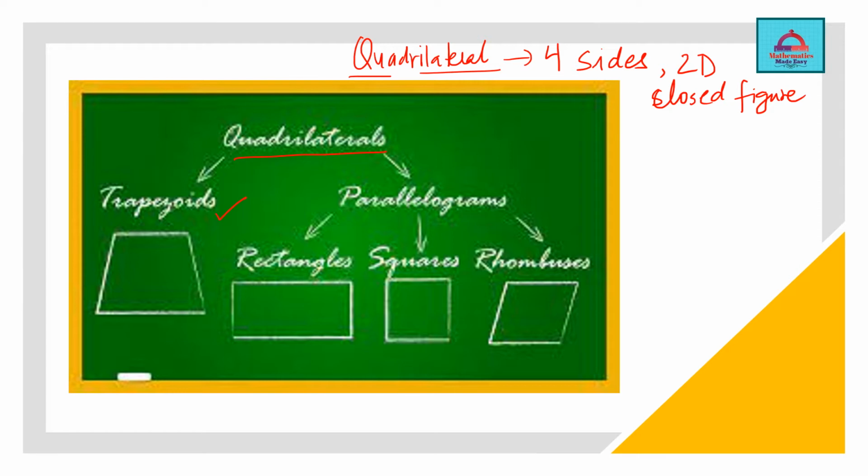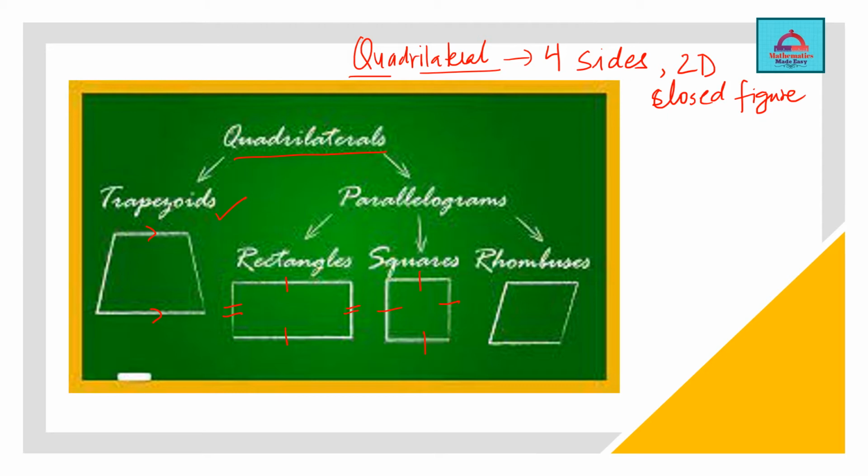So it's a trapezoid, and you see one pair of sides is parallel. The other two are non-parallel, so that's a trapezoid for you. Rectangle, opposite sides are equal. So this is equal to this and this is equal to this. It is again closed and four-sided. Square, when all sides are equal, very simple. So a rectangle becomes a square if you make all the sides equal.